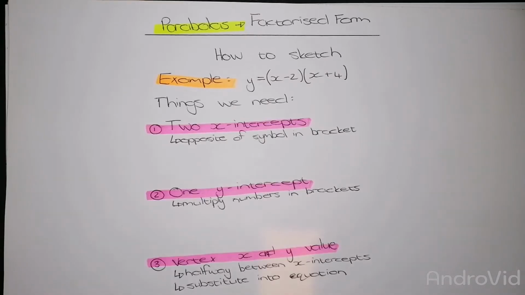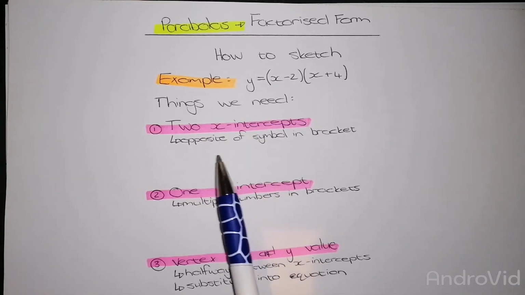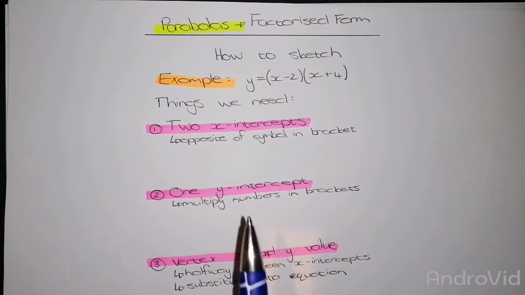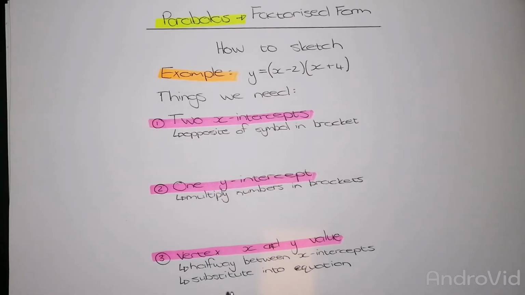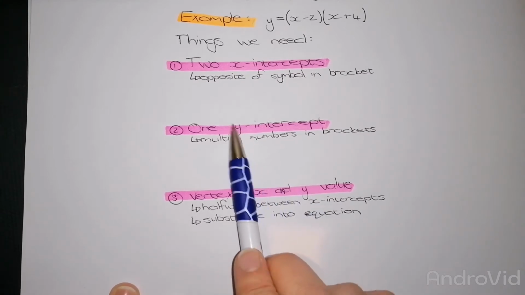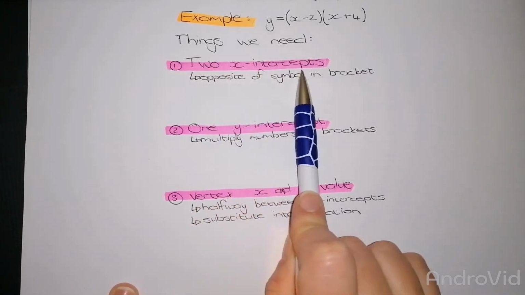So the things we need: the first one is we need two x-intercepts. Second one is we need one y-intercept. And the third one is we need a vertex with its x and its y values. Right, so let's get into it. First one is we need two x-intercepts.